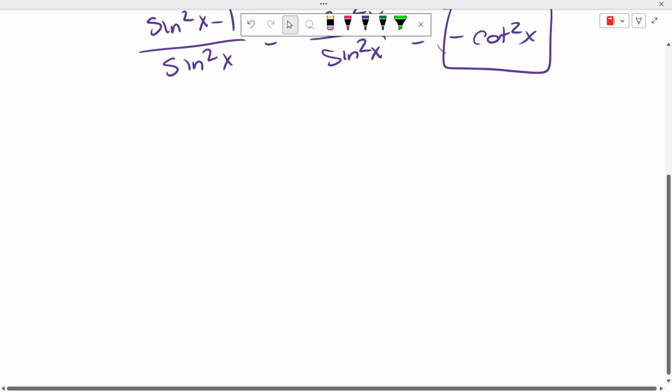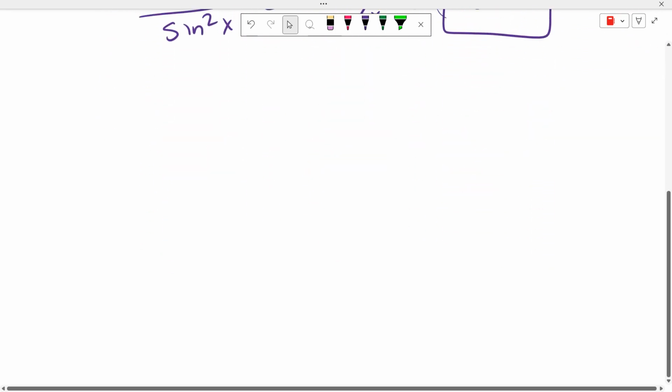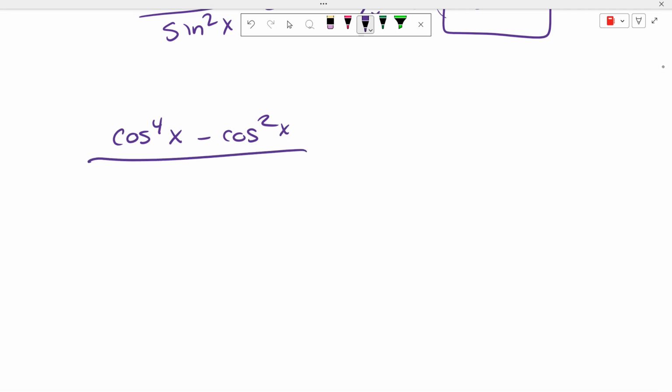That's not that bad. Let's do another one with higher powers. Cosine to the 4th of x minus cosine squared of x over cosecant of x. How would I do this? What's the first step you would maybe take? I would maybe factor out a cosine squared of x. So what's in parentheses if we factor that out, Quinn Fleming?